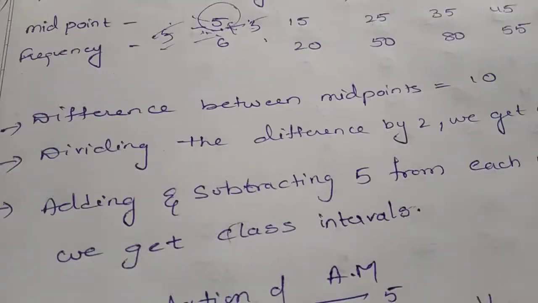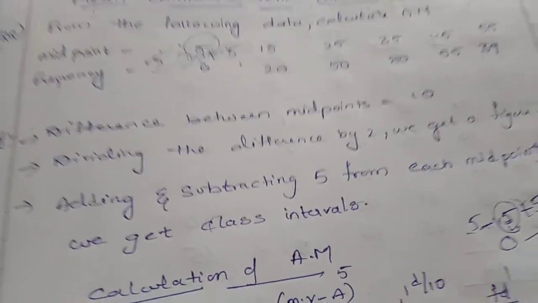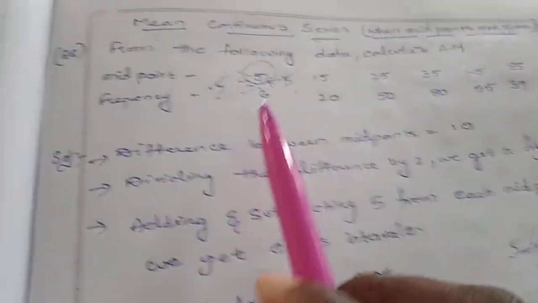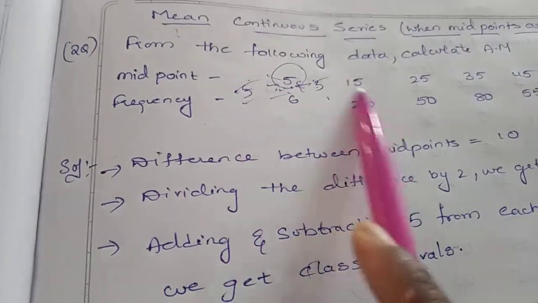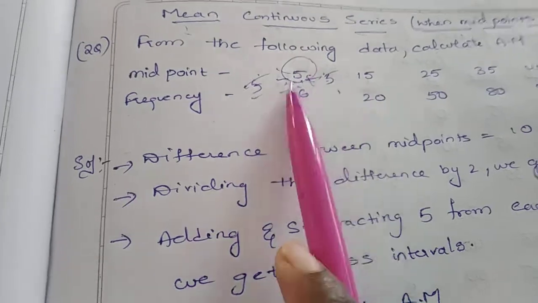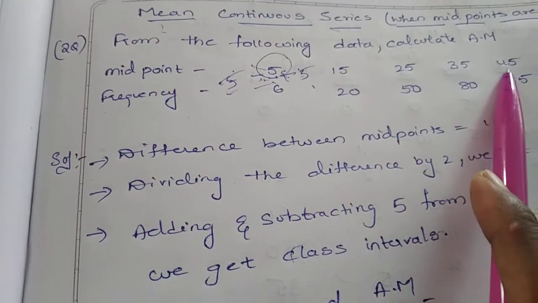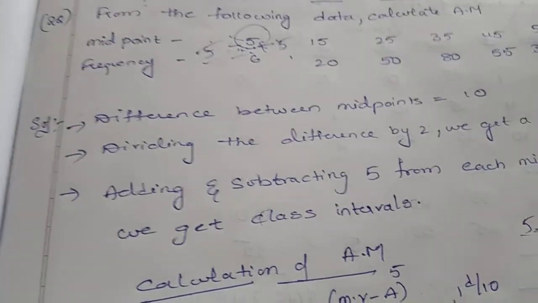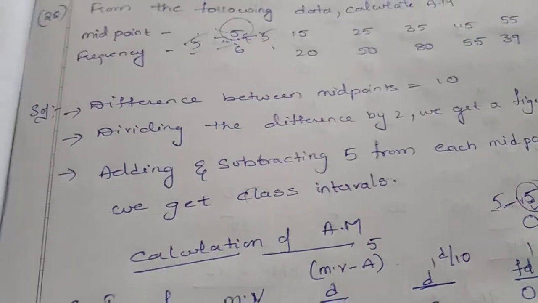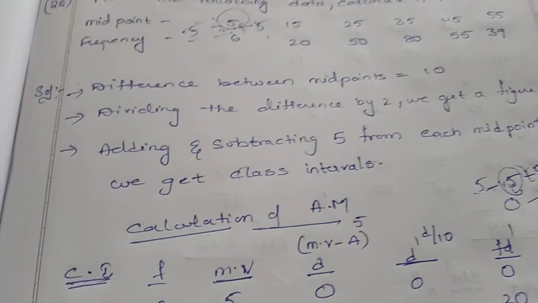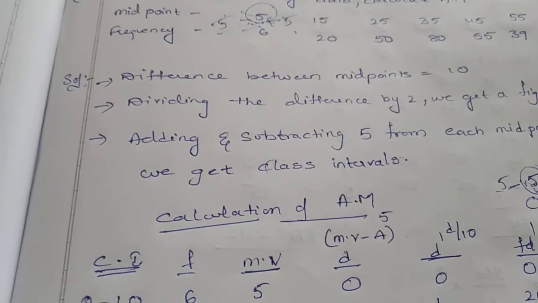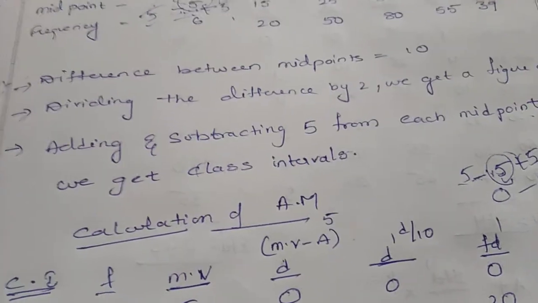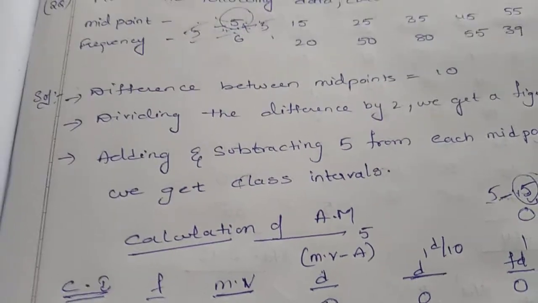Okay, so once again I will explain. Listen carefully. First, we have to find the difference between the midpoints. The difference between the midpoints is 10. This 10 should be divided by 2. After dividing by 2, we got 5. That 5 should be added to or subtracted from each midpoint.